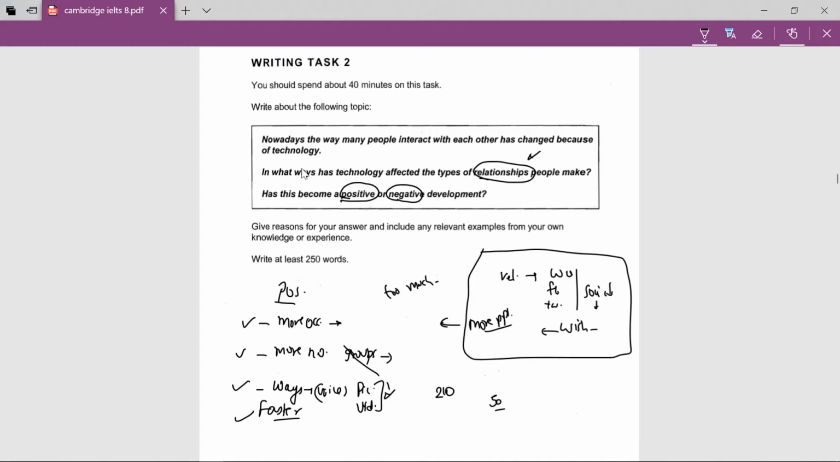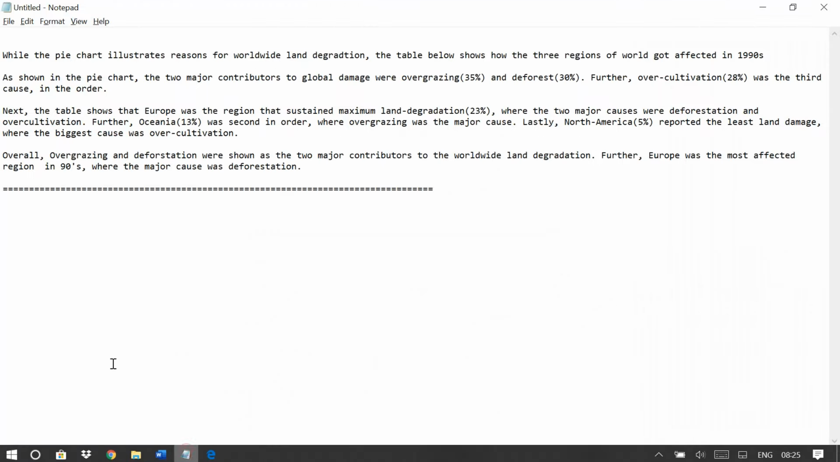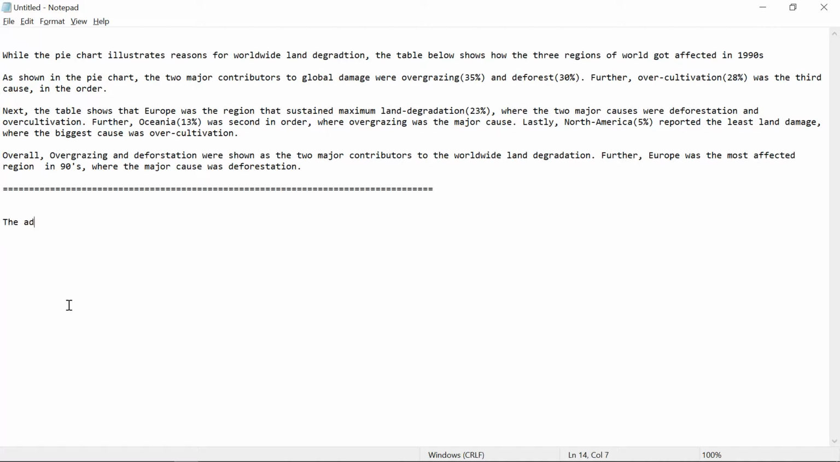And I'll read the test question once again. Nowadays, the way people interact with each other has changed because of technology. Yeah, it has changed a great deal. In what ways has technology affected the type of relations? So it is a positive development. And I have to speak about these three things. So I'll write more occasions, more number of people, and more ways in a faster way and all this. Okay, so the advent of internet and related apps have brought about a sea change in the way people communicate and relate with each other.